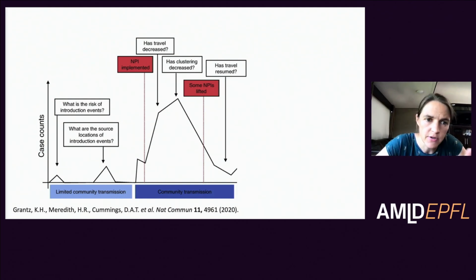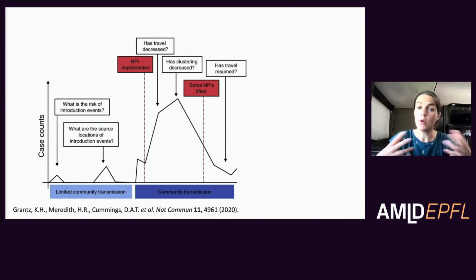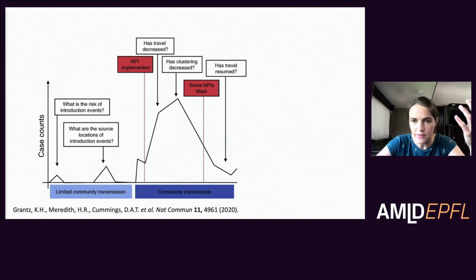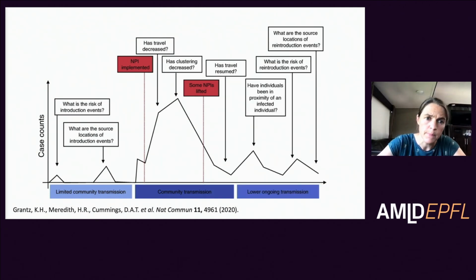As we get community transmission and the implementation of non-pharmaceutical interventions, we want to know whether those interventions are working to reduce the contact rate, has clustering increased or decreased, what's happening with travel. When we take away the interventions, has travel resumed? And then at the tail end, as cases have reduced, we want to keep track in our surveillance systems of potential imported cases, new variants coming in, and whether we think that people are continuing to social distance or not.